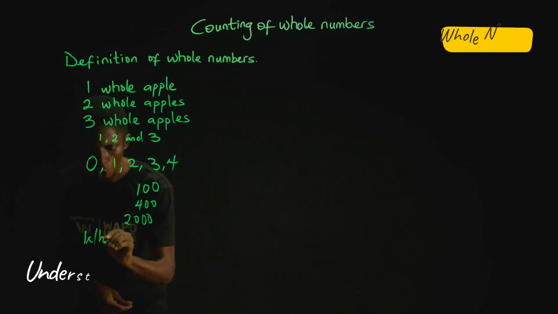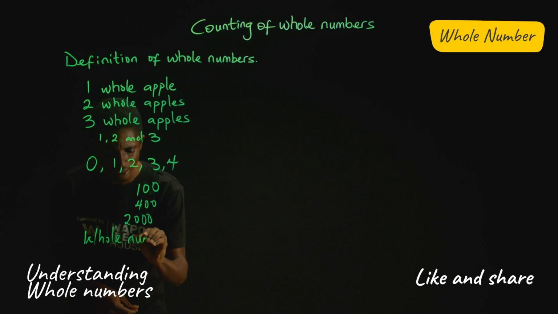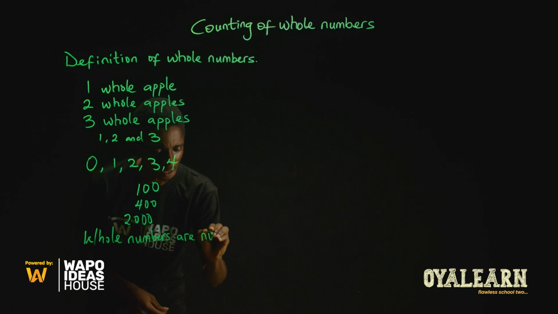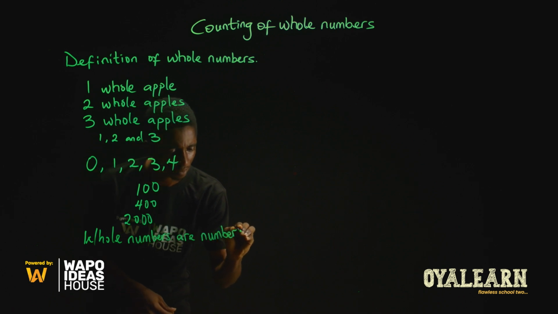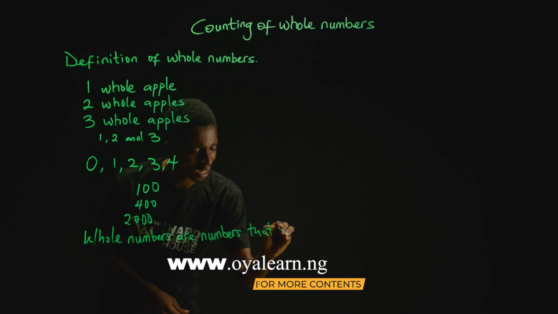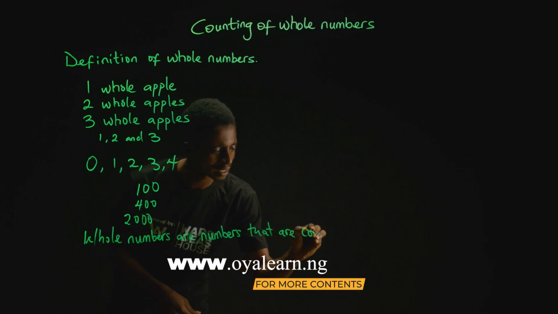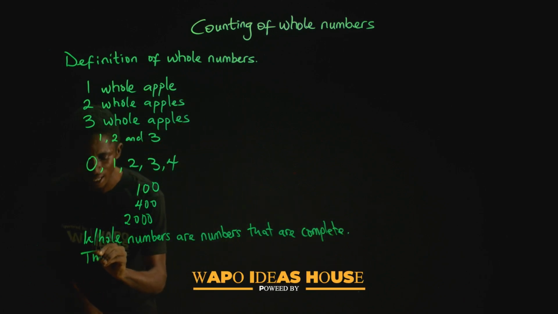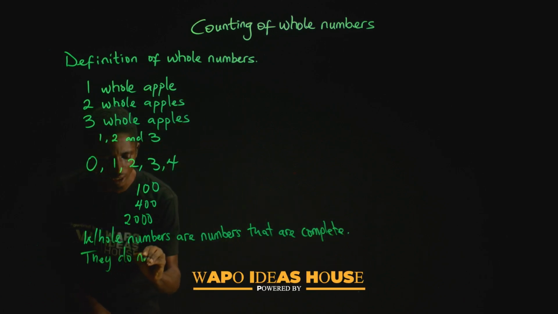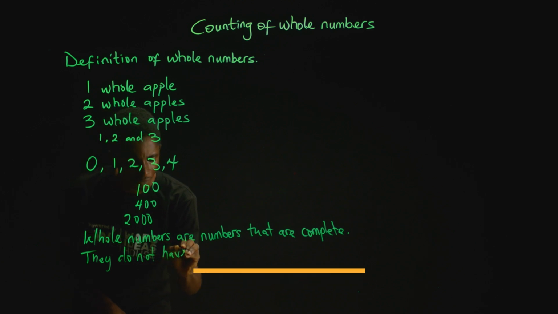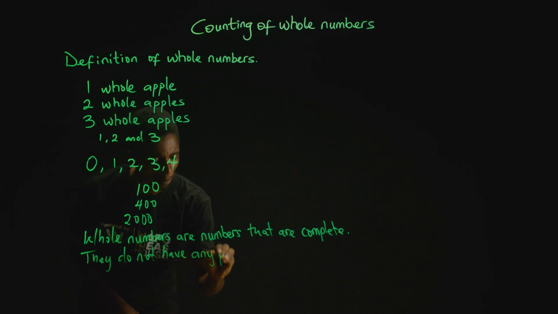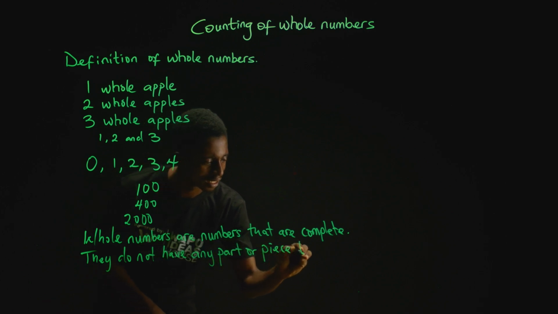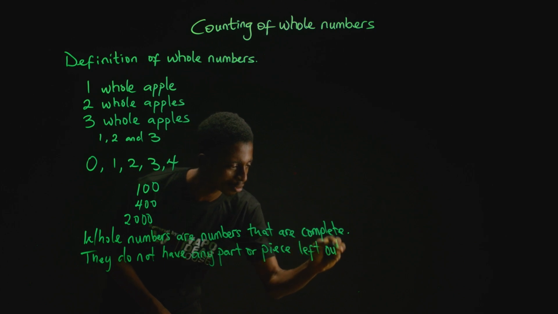We said whole numbers are numbers that are complete. They do not have any part or piece left out.